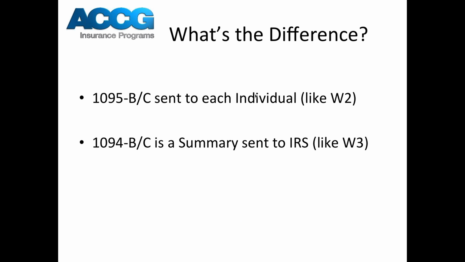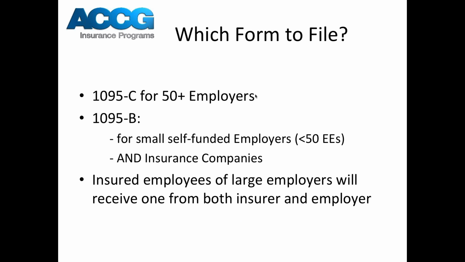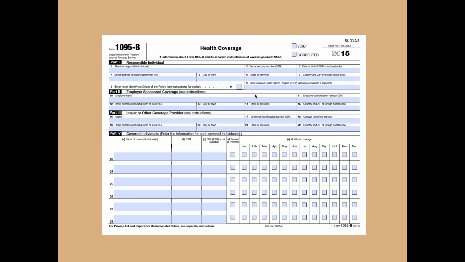So what's the difference between the different forms? The 1095 B or C is sent to each individual. It's like the W-2. So every full-time employee you have, and some other folks, especially if you're self-insured, are going to get a 1095 B or C. The 1094 is more like the W-3. It's a summary form that is sent as kind of a cover sheet with all the 1095s when you send them to the IRS. So there's going to be a lot of 1095s. You have a 1095 for every employee at least, and there's going to be one 1094. So it's much simpler.